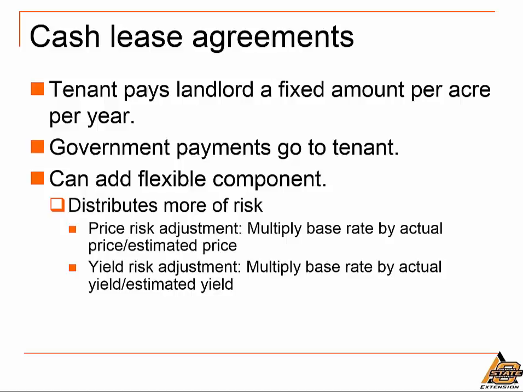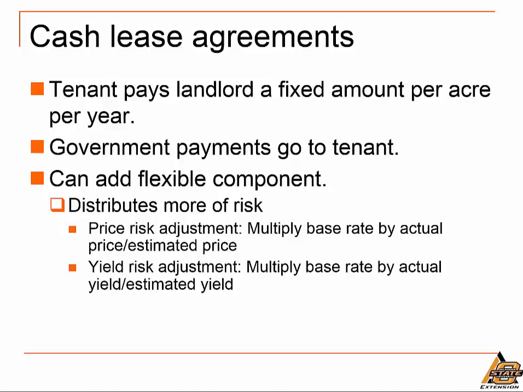You can also index the yield. In this case, you might specify a base rate that's equal to a multi-year historical average based on records, with an adjustment for the actual yield. If the yield is below average because of drought, for instance, the rental rate might be adjusted down with the landlord receiving less. It's important to determine in advance the information sources to be used.